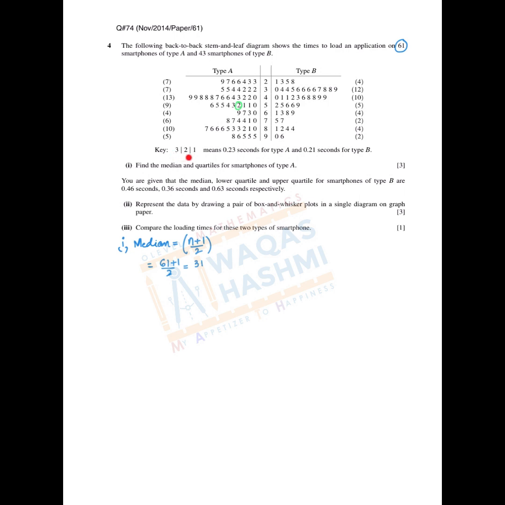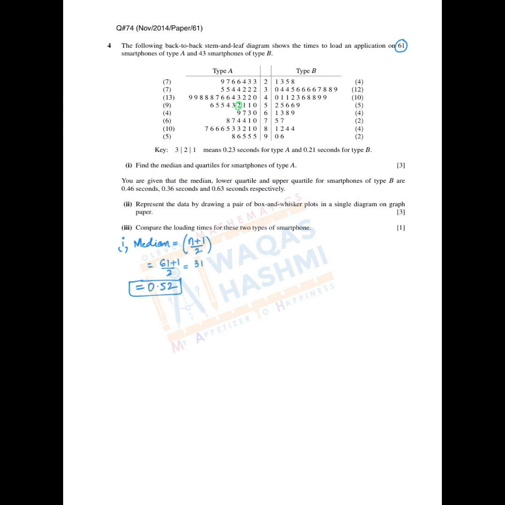You can write it in this form. For this purpose we have the key. So if it's 3 and 1, that means 0.23. If it's 5 and 2, that will be 0.52. So the first answer for the median is 0.52.